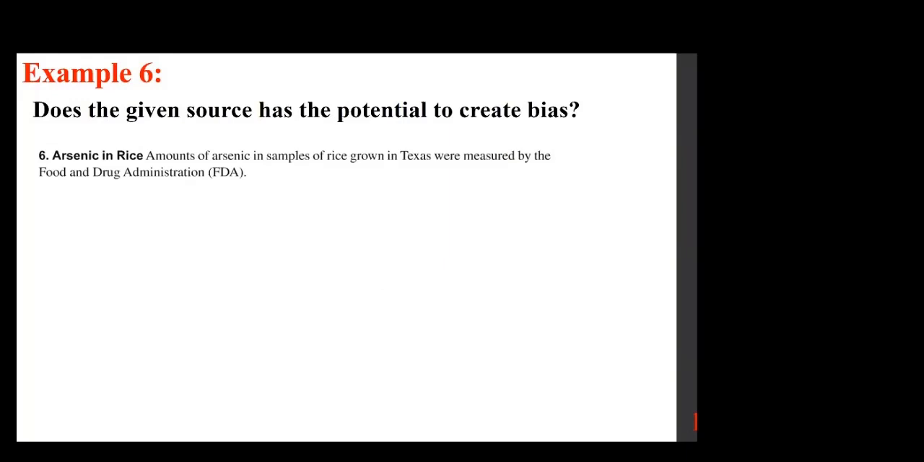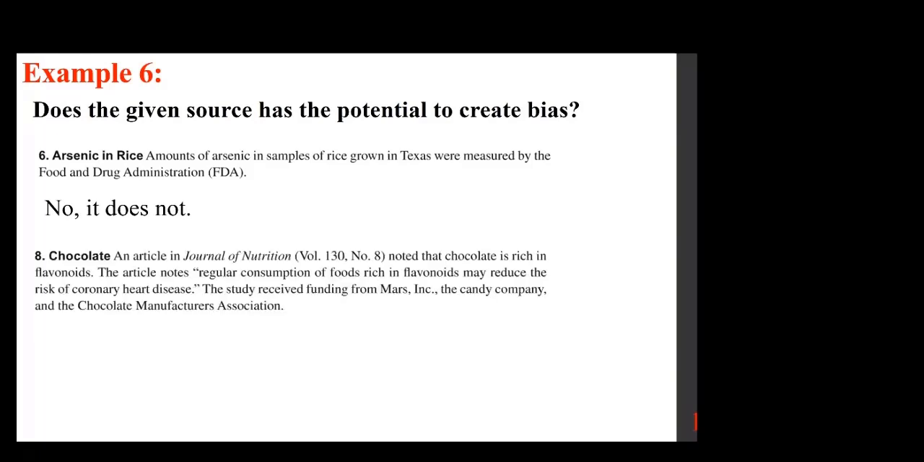We want to see if we have a potential bias. Basically, we have to look at the source. Arsenic in rice. Amounts of arsenic in samples of rice grown in Texas were measured by the Food and Drug Administration. We probably have no problem because it comes from a decent source.